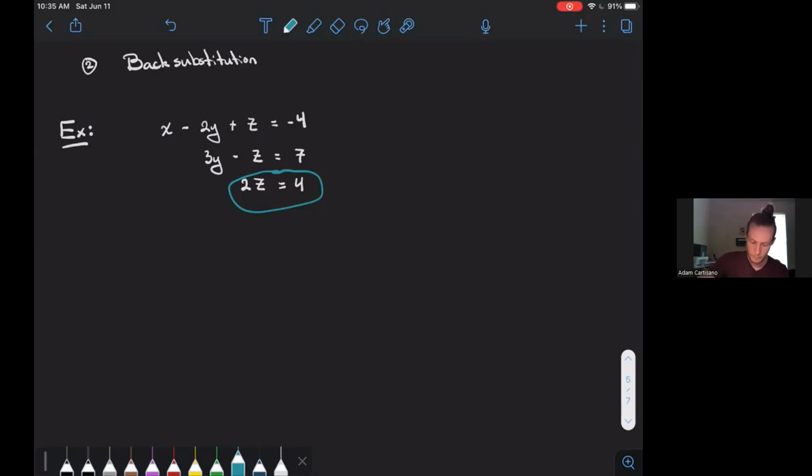So this third equation tells us that z, the third component of your vector, must be precisely 2, right? Because 2z equals 4, so z must be equal to 2. Okay, well, in that case, no matter what we're trying to do, z has to be equal to 2. So we can substitute z equals 2 into the second equation. That new equation reads 3y minus 2 equals 7.